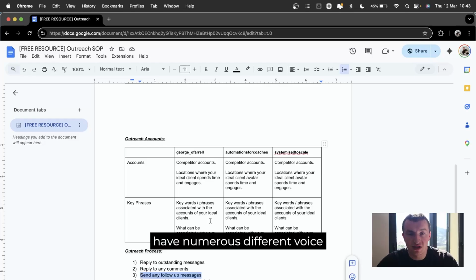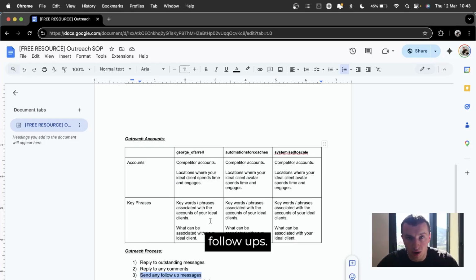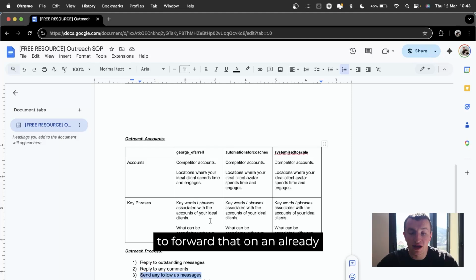So you can then have numerous different voice notes for different follow-ups so that then it's easy for that staff member to forward that on. And a really good thing with this is the new follower message and the follow-ups, we want to be essentially systemized. We want the same types of follow-ups and new follow messages across the board because then we can track what works, what doesn't, and change it.